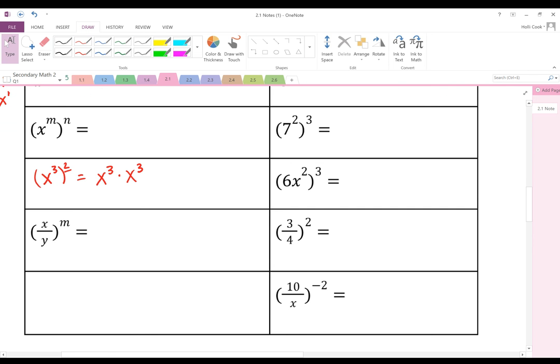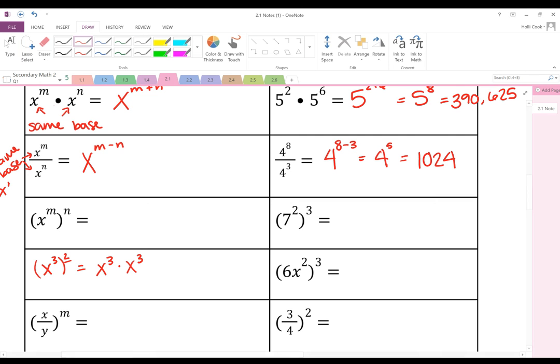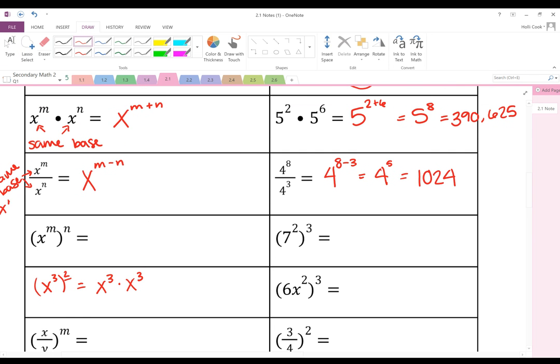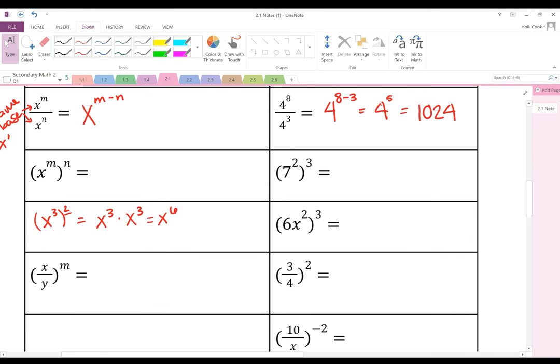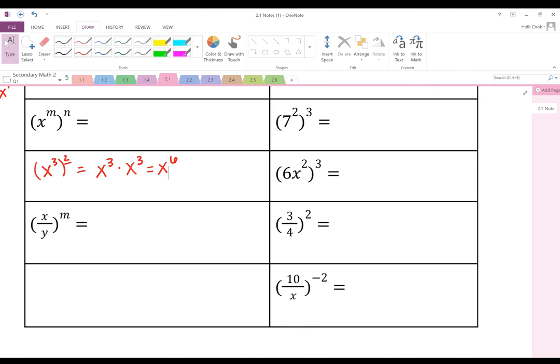And we just have a rule for that. That's right up here, right? We need to add the exponents. So if we add those exponents, we get x to the 6th power. Okay, so if we're coming up with a shortcut, how do we get from 3 and 2 to 6? Well, you multiply them. So you're gonna do your m value times n, and you're just gonna multiply them together.